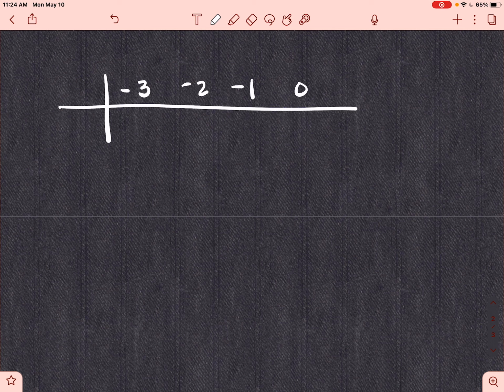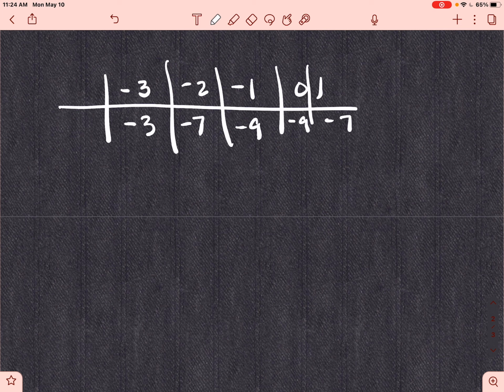Let's do this one. x: -3, -2, -1, 0, 1. y: -3, -7, -9, -9, and -7. All right, so we're going to start subtracting. You could start by checking for ratios if you wanted to, if you didn't want to start with the subtraction. We're going to do the subtraction here.